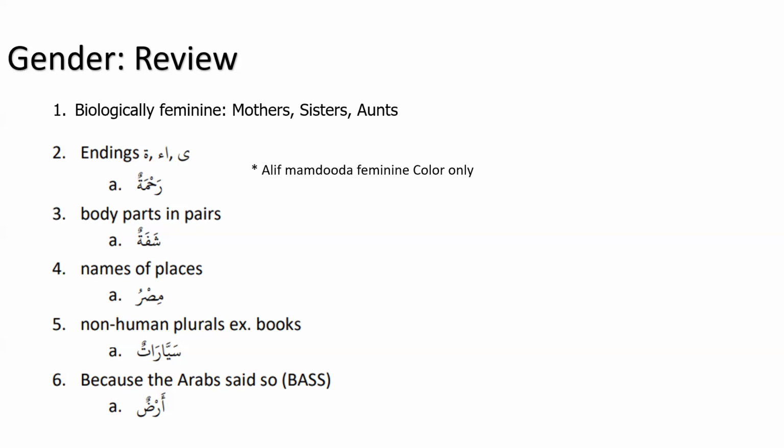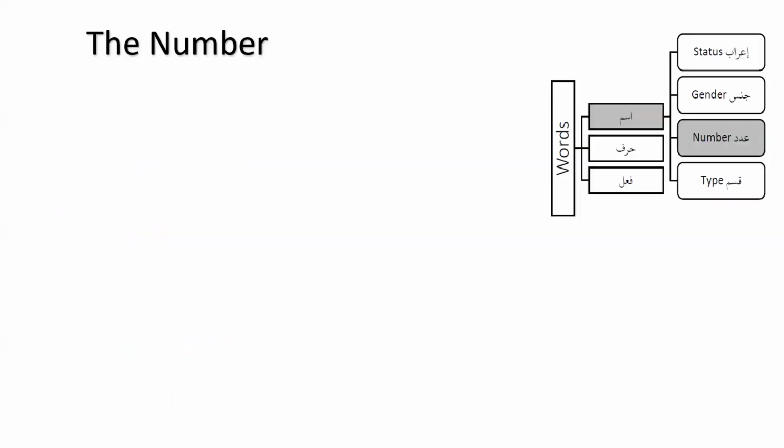So this is what we do in gender. I didn't give any exercise for gender because I'm going to finish number today, inshallah. So we'll give you an exercise next week which will include status, number, and gender, all three. We have only one property left to cover, inshallah, next week, which is type. Then we will have covered all four properties of an ism: status, number, gender, and type. So we'll talk about type next week. Let's go to number today.